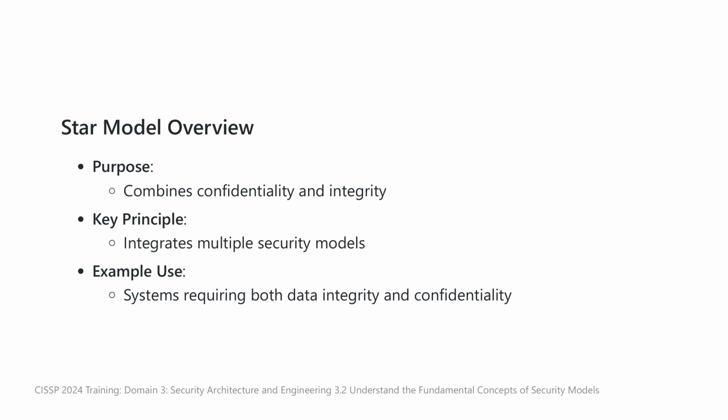The STAR model is designed to address both confidentiality and integrity, integrating multiple well-established security models to create a comprehensive approach. This slide explains the purpose of combining these two crucial aspects of security. This is particularly useful in environments where it's equally important to maintain the privacy of information, as well as ensuring its authenticity and reliability. The versatility of the STAR model makes it applicable to systems that demand robust protection for both data integrity and confidentiality, making it a valuable framework in complex security scenarios.